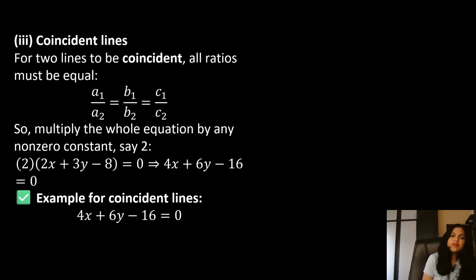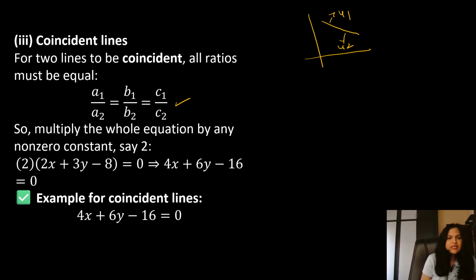Next, third one, coincident lines. For two lines to be coincident, all ratios must be equal. This is the condition. If all our ratios are equal, the same line you will get in the graph, like this, a single line. Both equations, this is y1, the same line is y2. So multiply the whole equation by any non-zero constant, say 2. Okay, so multiply by 2.